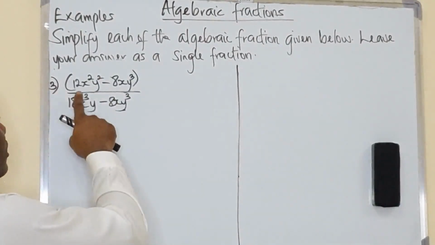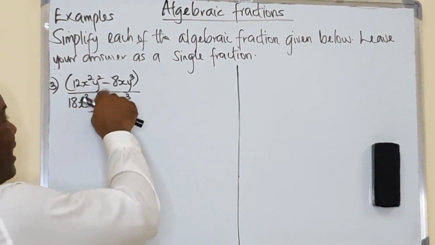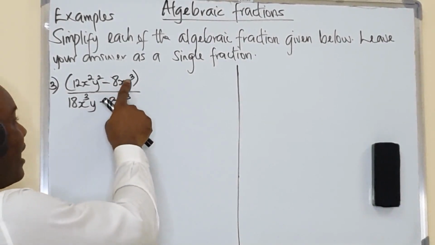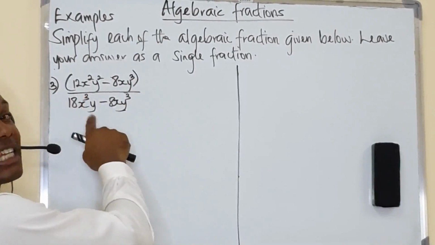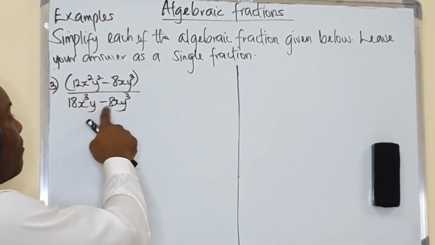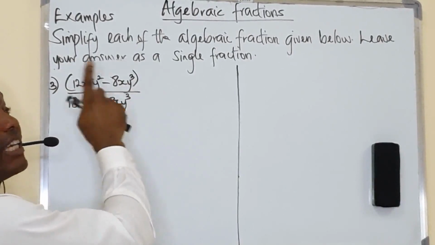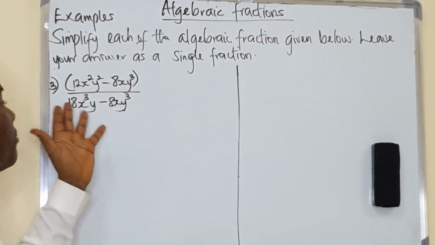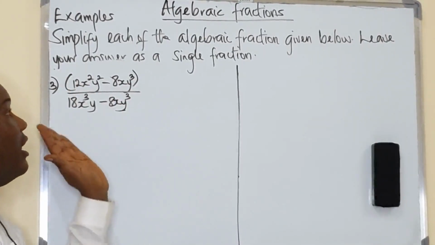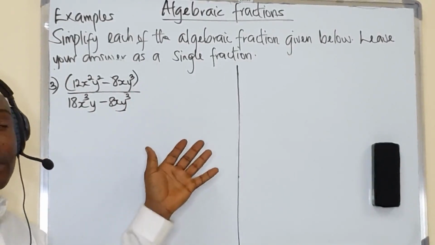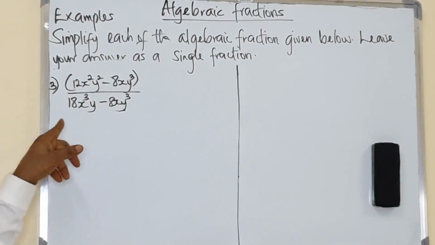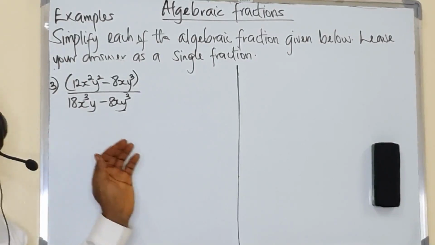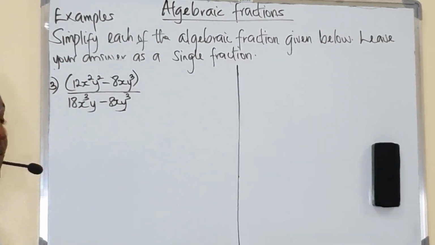Question 3 says 12x squared y squared minus 8xy cubed, all over 18x cubed y minus 8xy cubed. We need to simplify this fraction and leave it as a single fraction. Now watch, at the numerator you notice that there are some common factors. The same thing you will notice at the denominator. Therefore, we need to be very careful as we factorize.